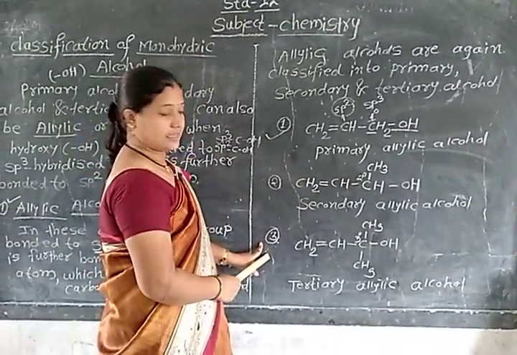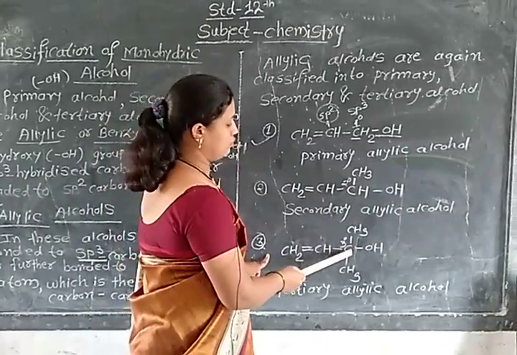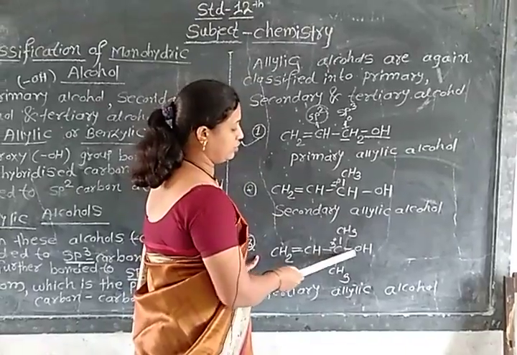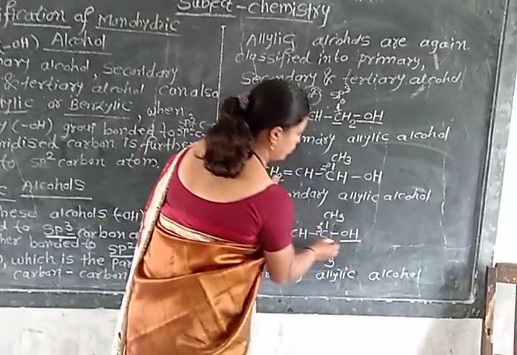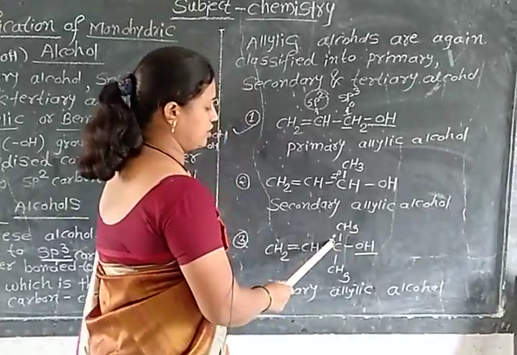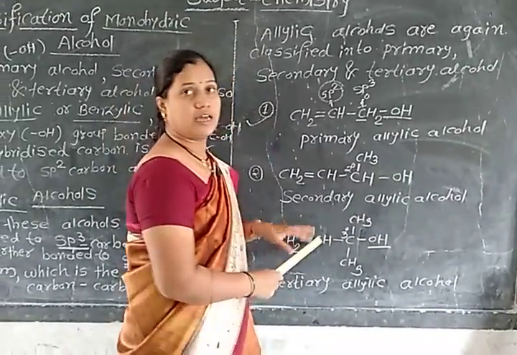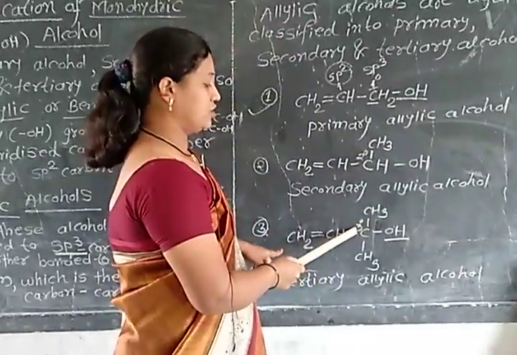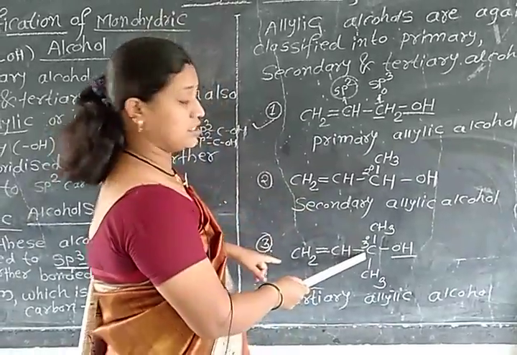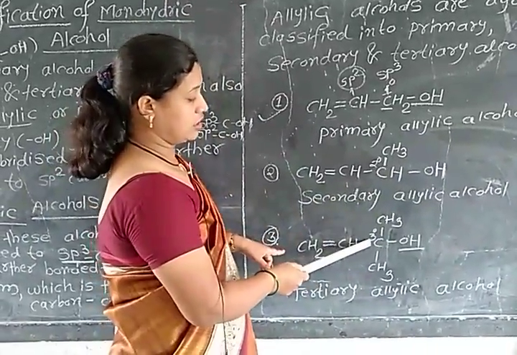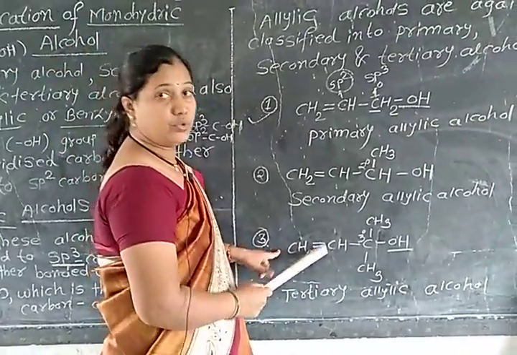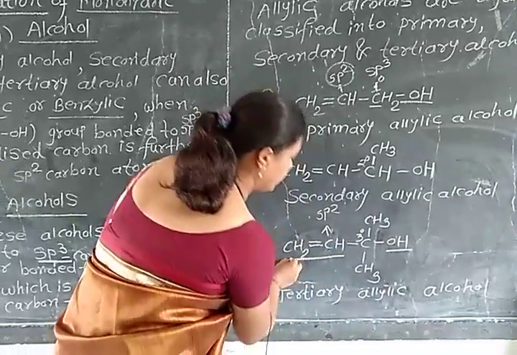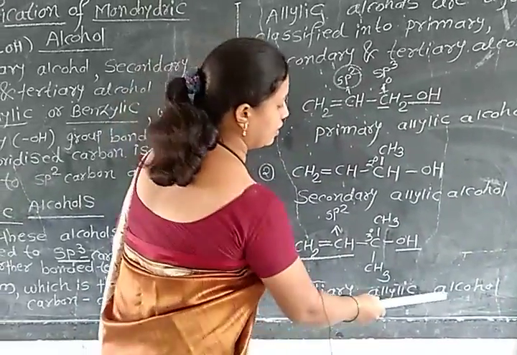Now see the next example: CH2 double bond CH, single bond C. This carbon is bonded to two methyl groups and to the hydroxyl group. The hydroxyl group is bonded to a tertiary carbon. What is a tertiary carbon? The carbon which is bonded to three other carbons. So the hydroxyl group is bonded to a tertiary carbon, an sp3 hybridized carbon, which is further bonded to an sp2 hybridized carbon that is part of a carbon-carbon double bond. Hence, it is called tertiary allylic alcohol.